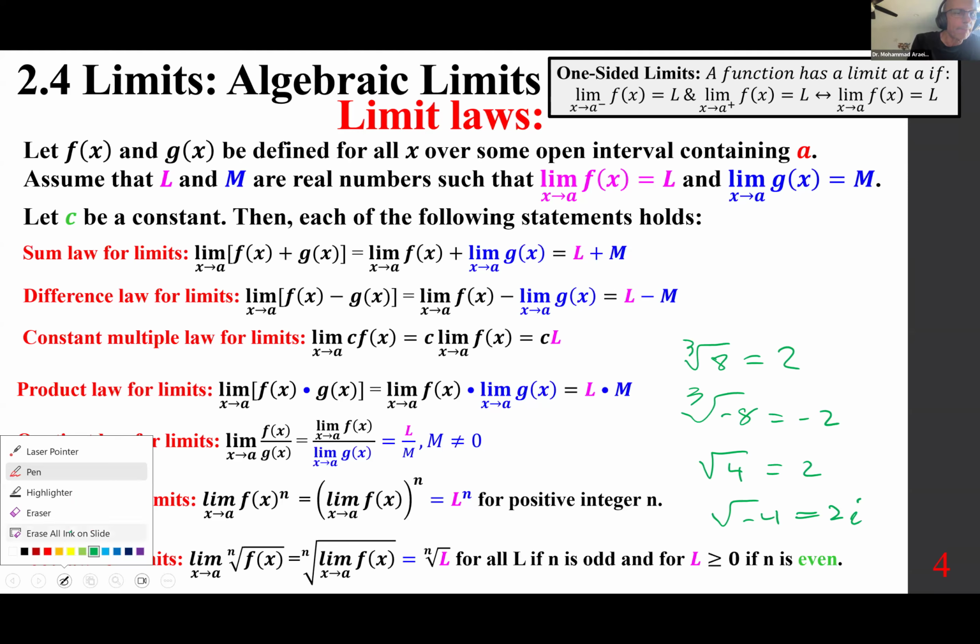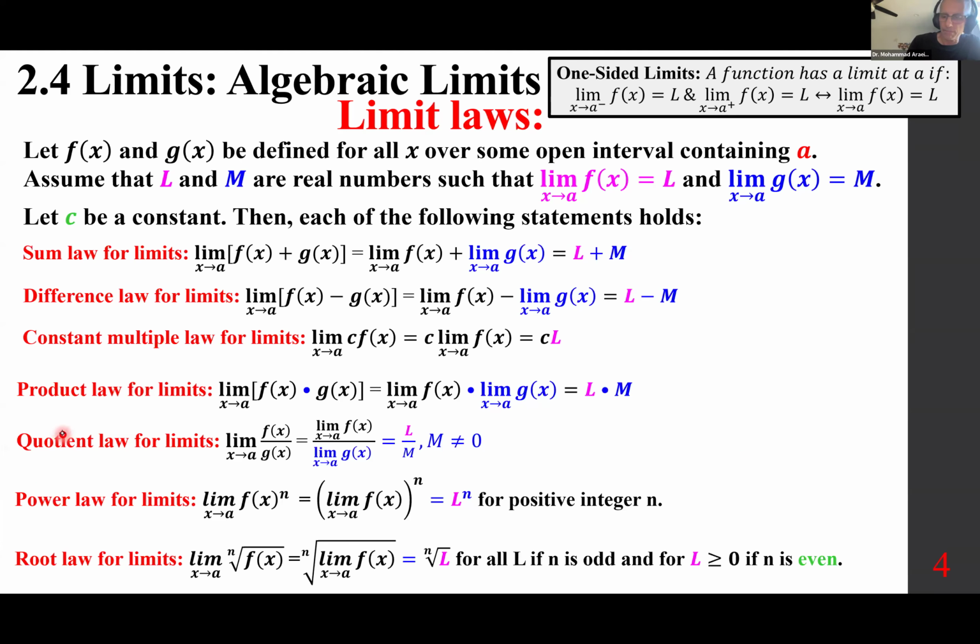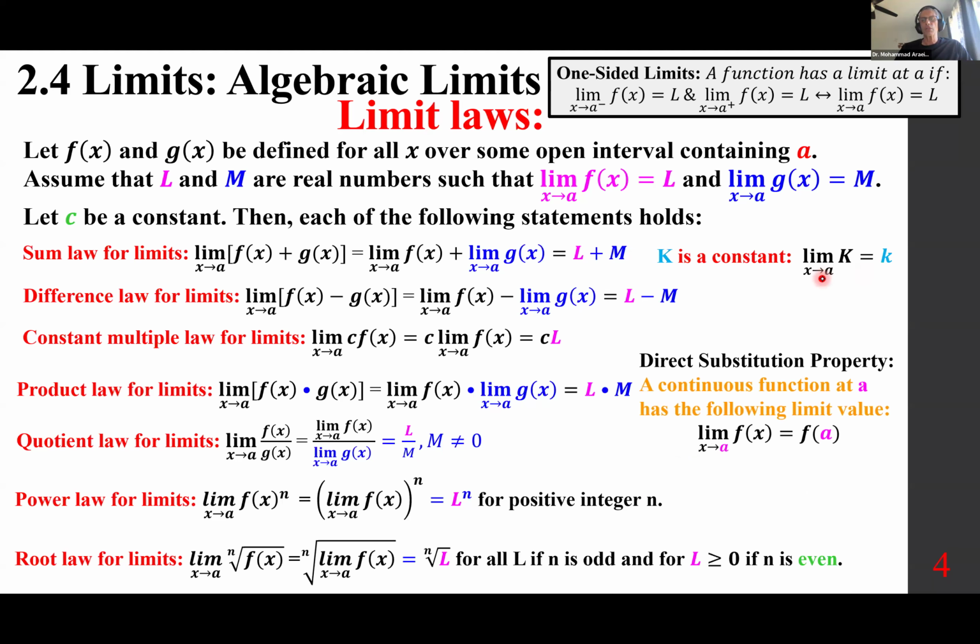Finally, k is a constant, some number. The limit of k as x approaches a equals k because it's independent of x. Also, reminding you of the direct substitution property. A continuous function at a has the following limit value. The limit of f of x as x approaches a equals f of a. The functional value, you basically plug in.